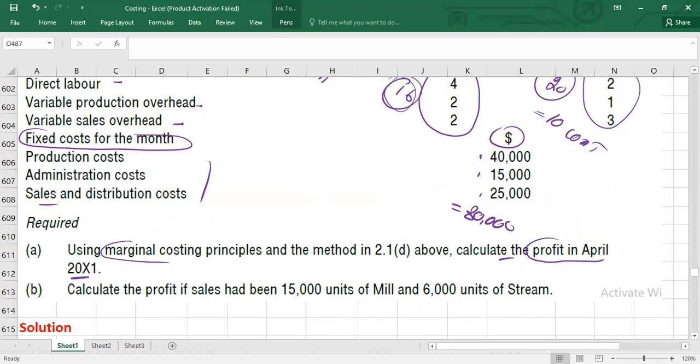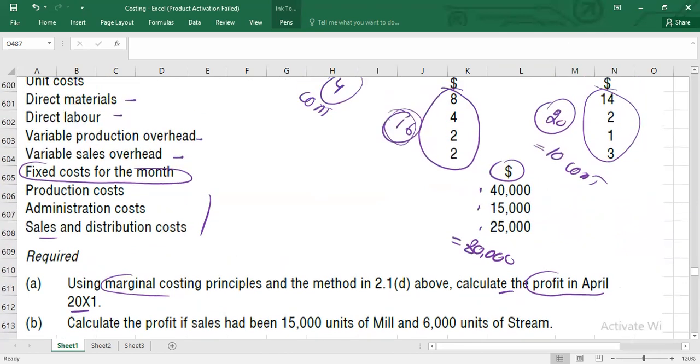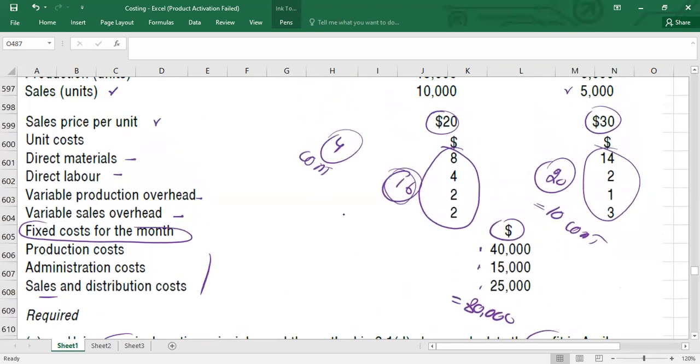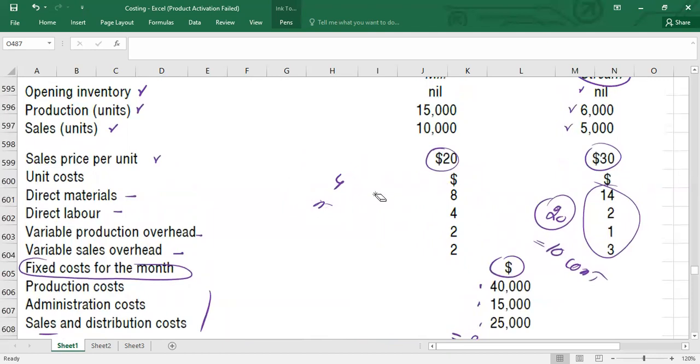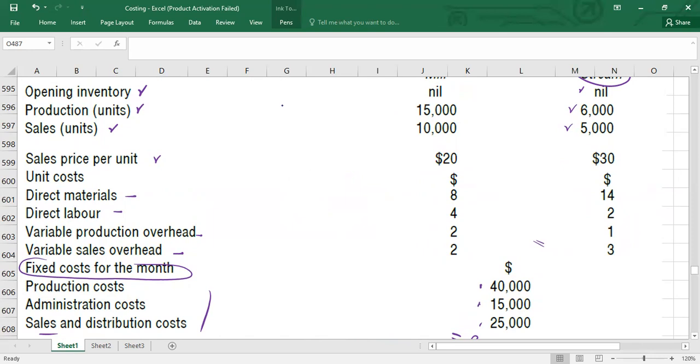And guys, how can you do it? Don't forget, you don't need to solve in detail, because I'm just trying to show how you can solve MCQs quickly. So what you need to do, guys, is first calculate the contribution for both products. This is product M and this is product S. For M, what was the contribution? Sale price minus variable cost, the contribution was 4. So unit sold are 10,000 multiplied by $4, so total is going to be 40,000.